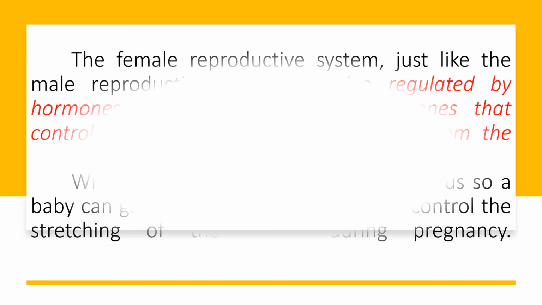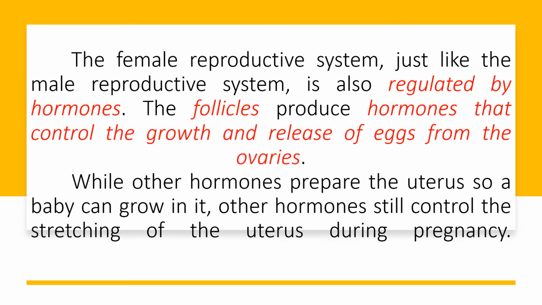Just like the male reproductive system, the female reproductive system is also regulated by hormones. The follicles produce hormones that control the growth and release of eggs from the ovaries, while other hormones prepare the uterus so the baby can grow inside. Other hormones still control the stretching of the uterus during pregnancy.